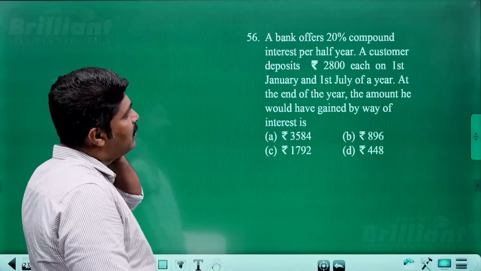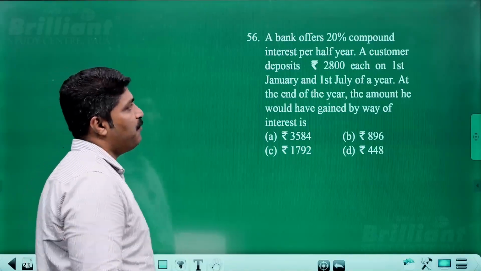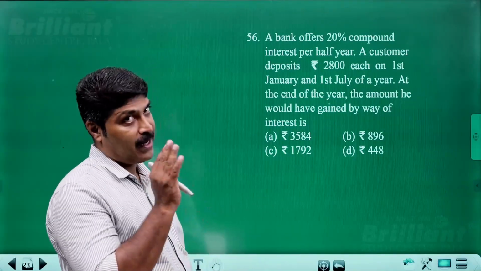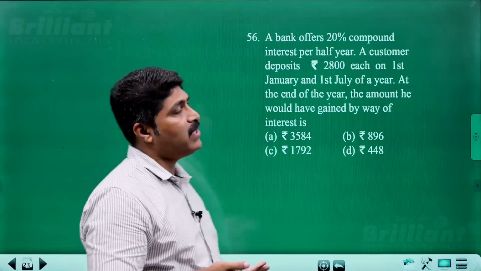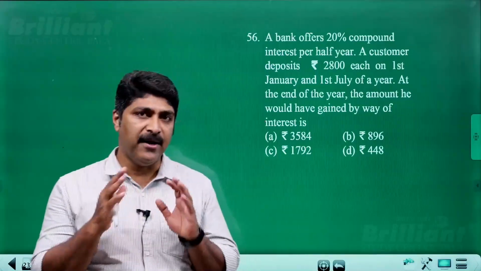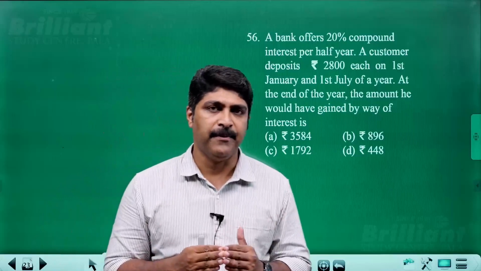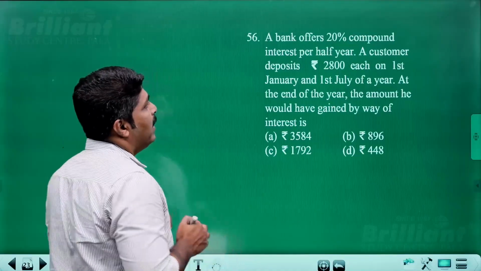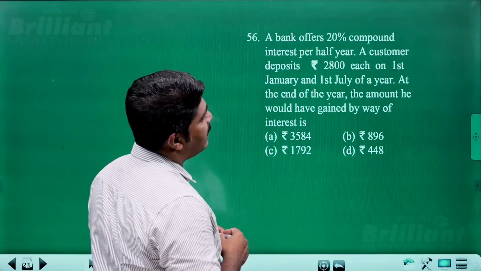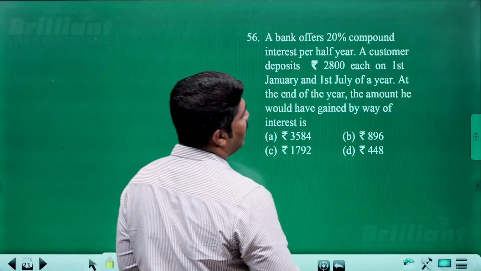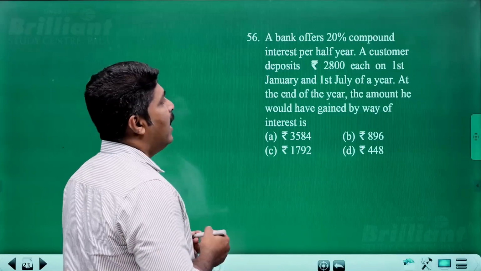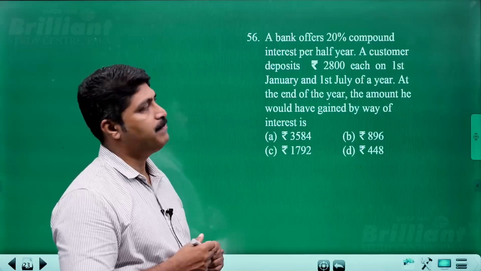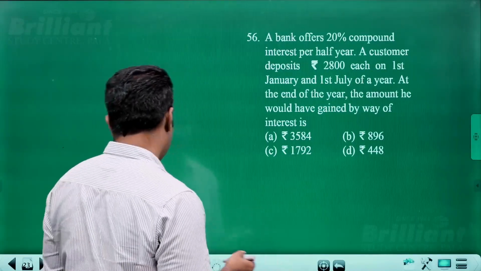A bank offers 20% compound interest for half year. So understand this 20% is offered half yearly, not annually. Usually our question contains percentage values per annum, rate of interest per annum. But in this question it is specifically given 20% per half year. A customer deposits 2,800 each on 1st January and 1st July of a year. At the end of the year, the amount would have gained by way of interest. So like that we have to consider this thing.